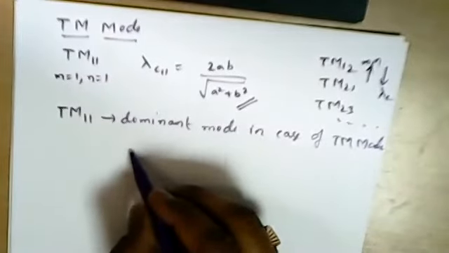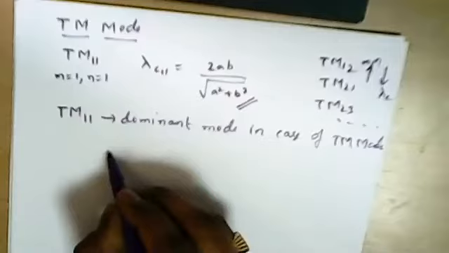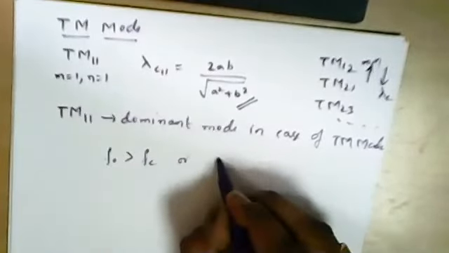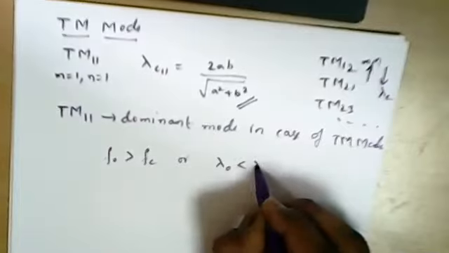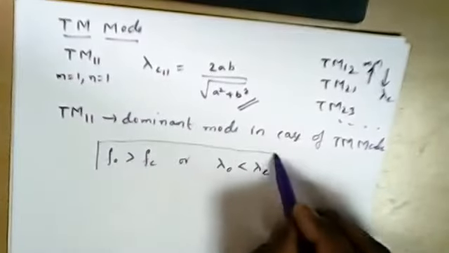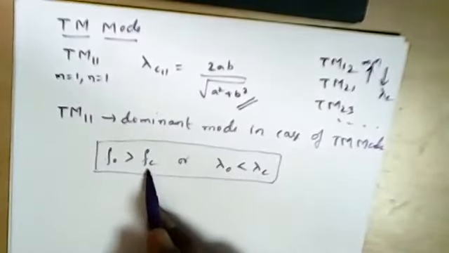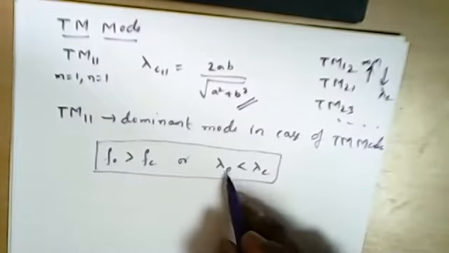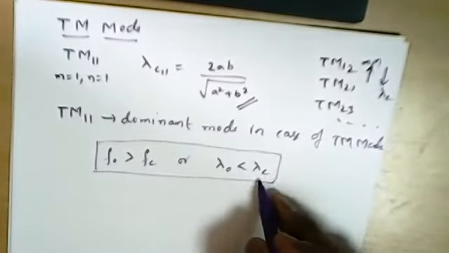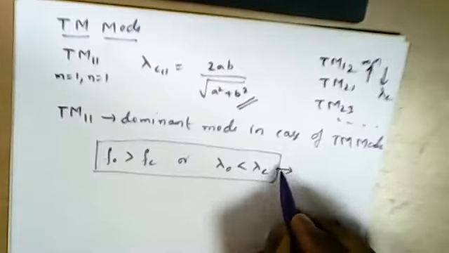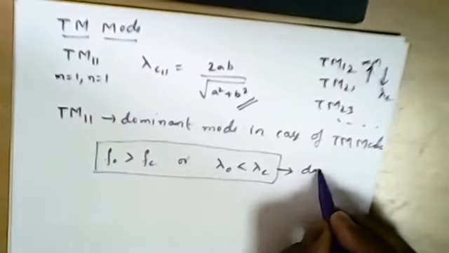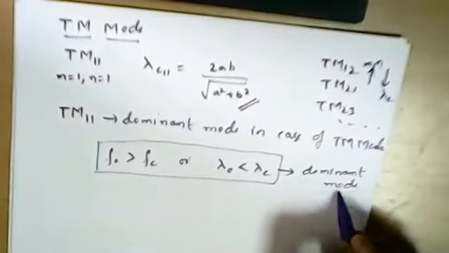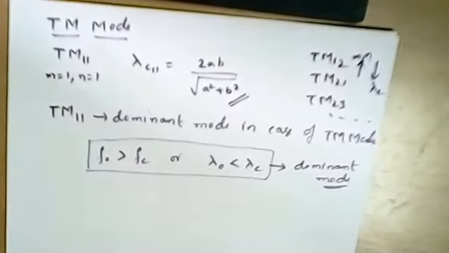Similarly, we can say that f0 is greater than fc, or lambda naught is less than lambda c. So this is also a condition here, where the cutoff frequency should be greater than the operating frequency, or the operating wavelength should be less than the cutoff wavelength. Modes satisfying such a condition are called dominant modes. This is the condition for the dominant mode.